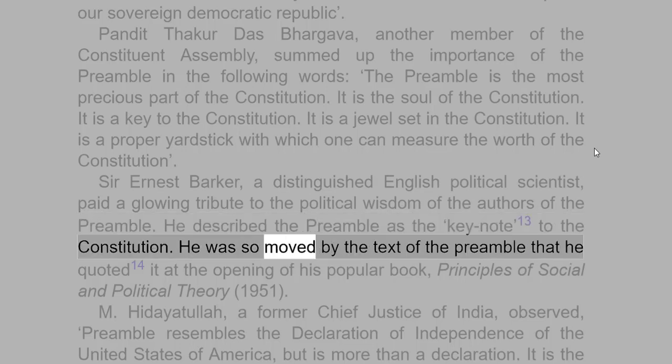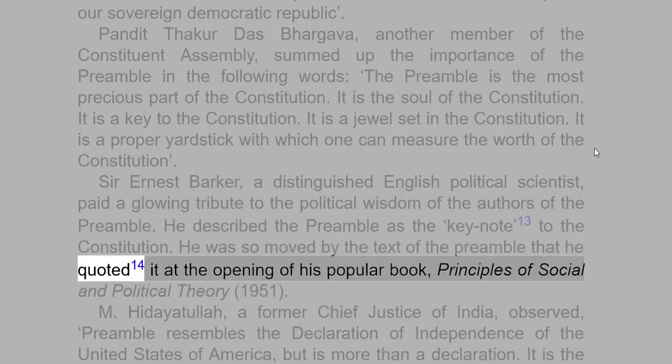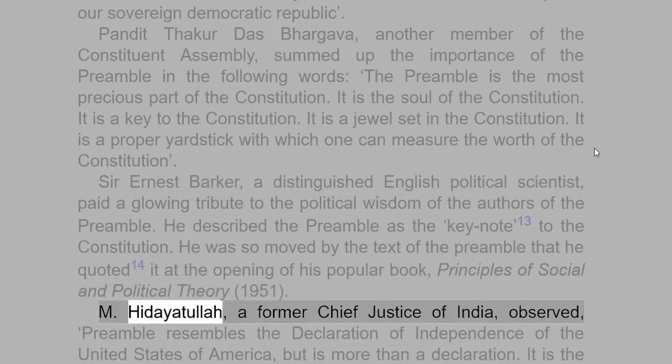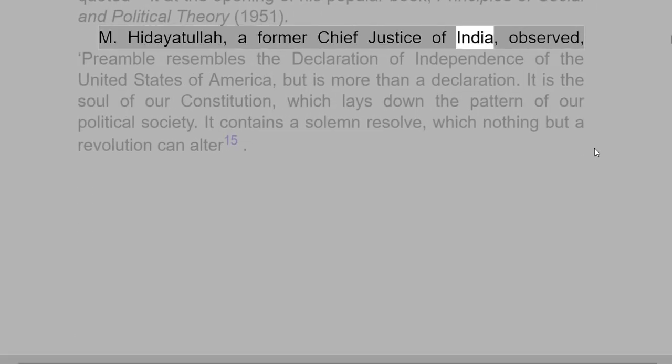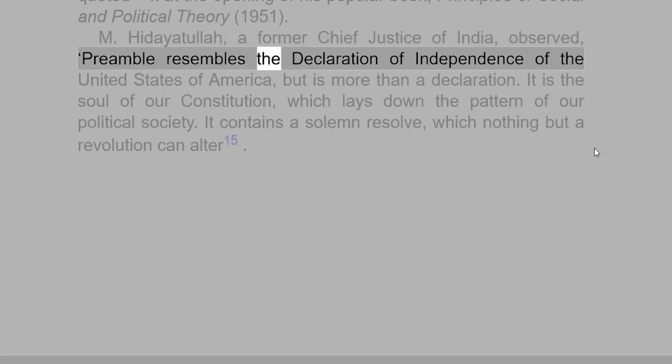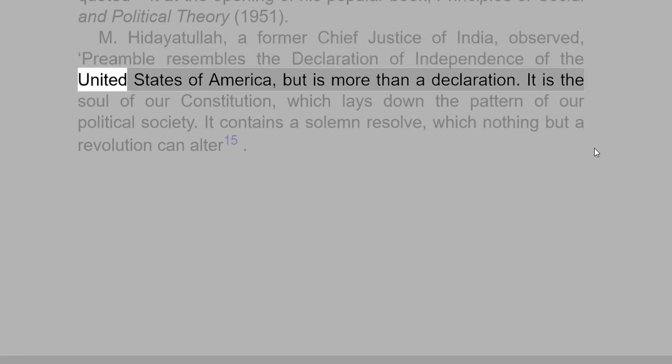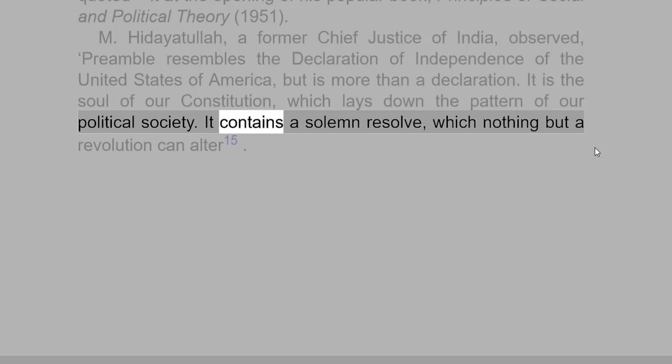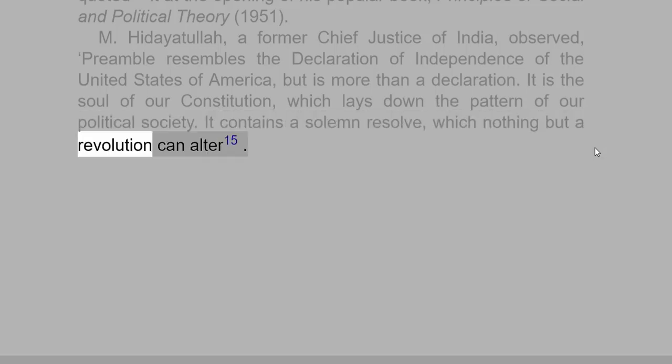He was so moved by the text of the preamble that he quoted it at the opening of his popular book, Principles of Social and Political Theory, 1951. M. Hidayatullah, a former Chief Justice of India, observed, "Preamble resembles the Declaration of Independence of the United States of America, but is more than a declaration. It is the soul of our Constitution, which lays down the pattern of our political society. It contains a solemn resolve, which nothing but a revolution can alter."